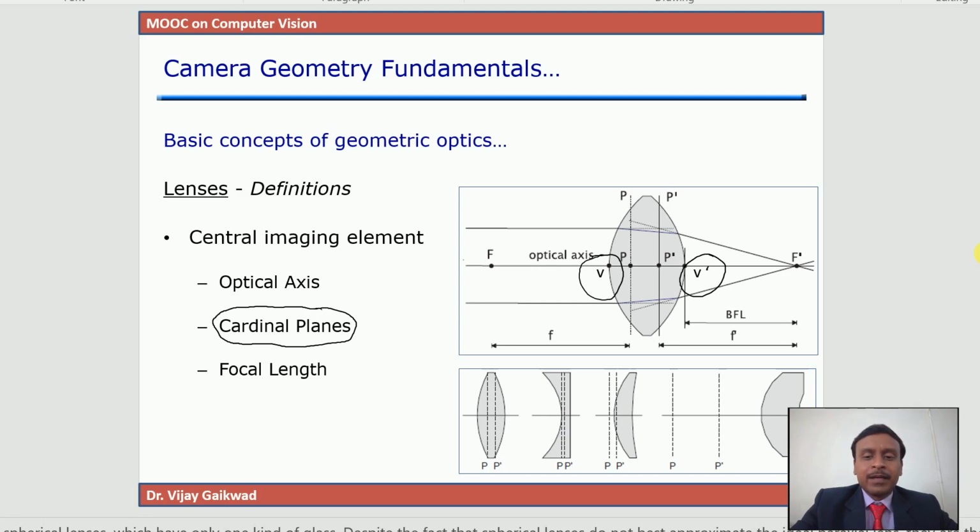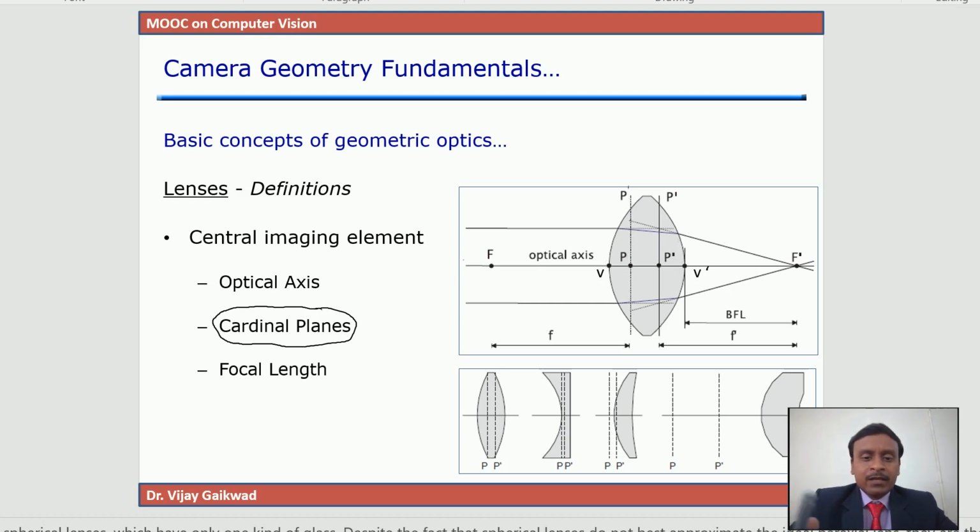The third cardinal plane is called P dash. It is also called the principal plane. These principal plane points are the points inside or outside of the lens through which the actual bending of the incoming ray happens, which leads to the outgoing ray. So whenever refraction or bending of a ray occurs, those regions inside or outside of the lens are called principal planes. Principal plane points P dash may be present inside or outside of the lens.